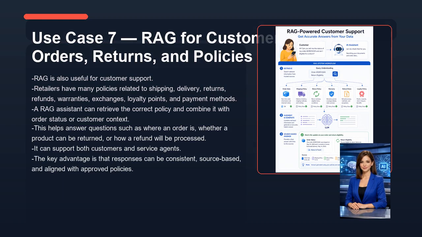Now let's look at use case 7, RAG for customer support, orders, returns, and policies. RAG is also useful for customer support. Retailers have many policies related to shipping, delivery, returns, refunds, warranties, exchanges, loyalty points, and payment methods. A RAG assistant can retrieve the correct policy and combine it with order status or customer context. This helps answer questions such as where an order is, whether a product can be returned, or how a refund will be processed. It can support both customers and service agents. The key advantage is that responses can be consistent, source-based, and aligned with approved policies.